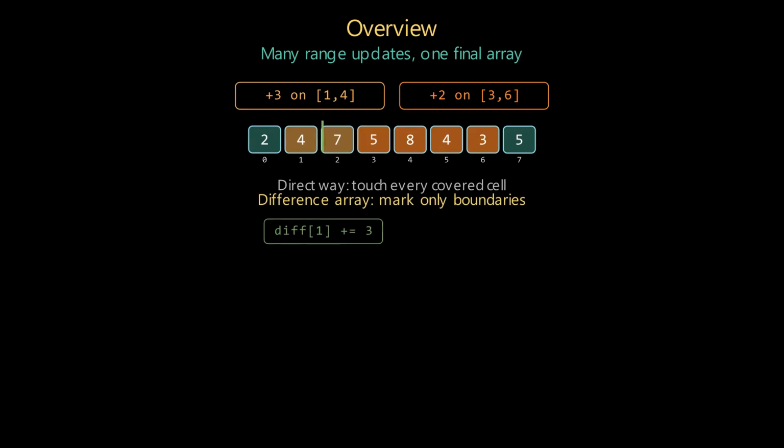A difference array changes the viewpoint. Instead of editing the whole range immediately, we mark where the change starts and where it stops. After all boundary markers are placed, one left-to-right prefix sweep rebuilds the final array. That is the core idea for the rest of this tutorial.